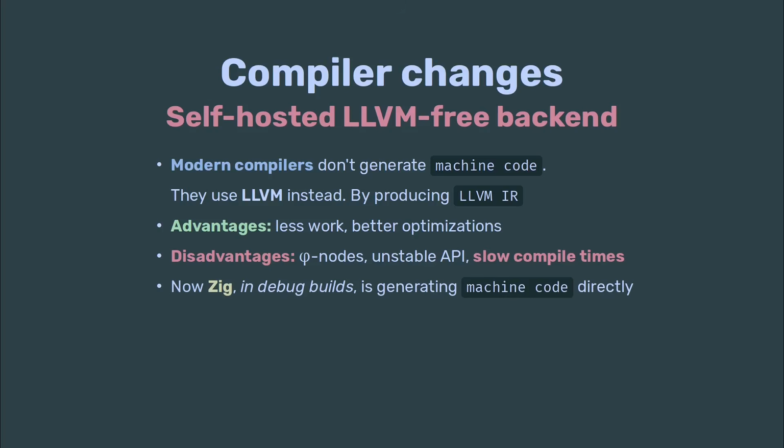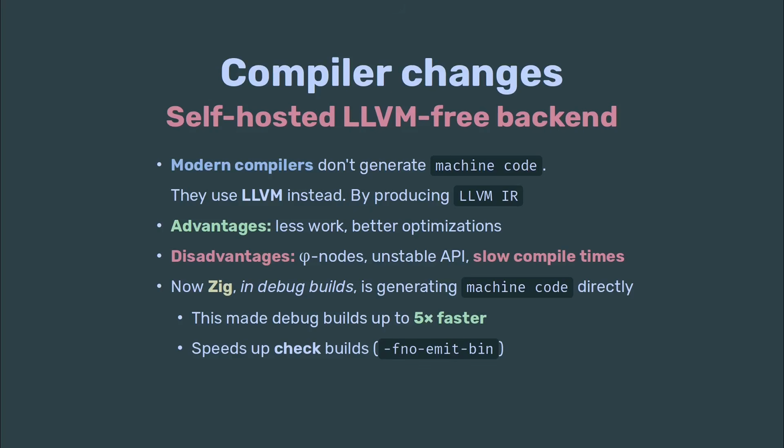So for debug builds, the Zig team decided to write their own self-hosted, aka LLVM-free backend, and in this release, it's finally done for at least the x86 architecture, except for on Windows and OpenBSD. This change alone gives up to 5 times faster builds and opens the door for even more improvements in the future, like incremental compilation, which is still a work in progress. It also speeds up so-called check builds, where we add this flag to not generate any artifacts, but run every other compiler step just to check for syntax and typing errors.